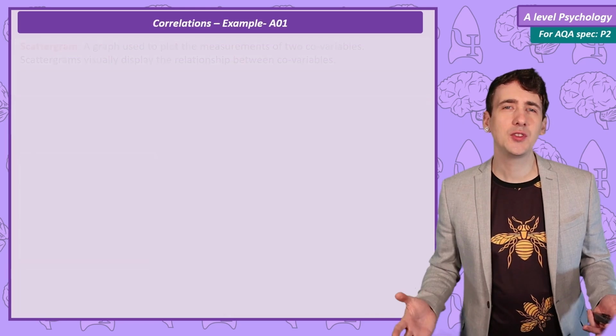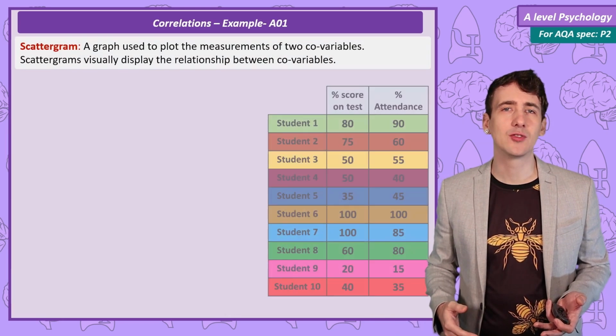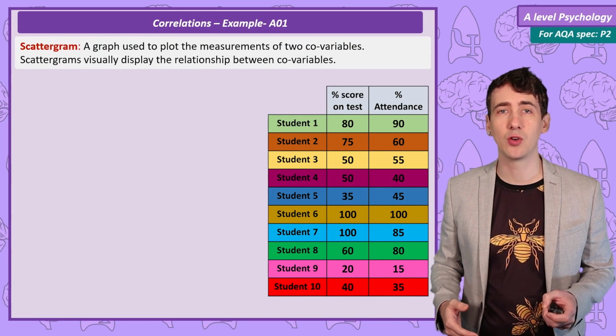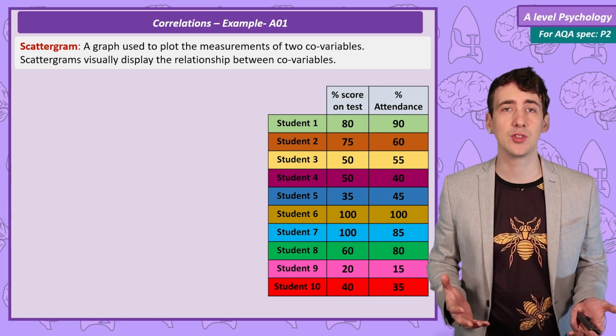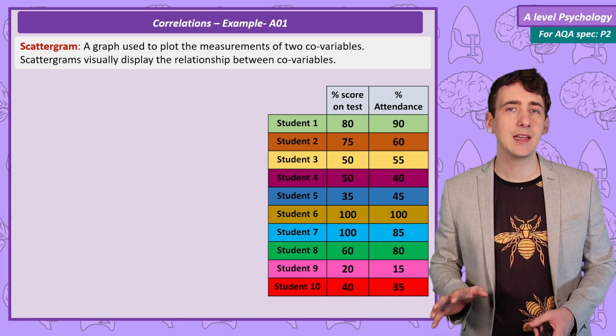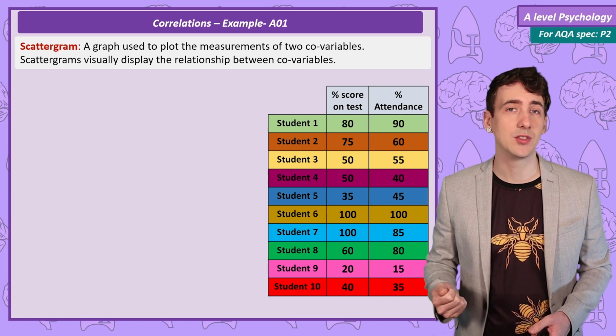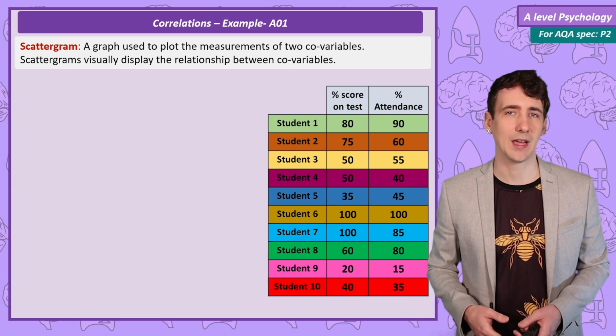When the data is being collected by the researcher, they can then display this data on a graph called a scattergram. Let's use an example. A researcher might be interested in the relationship between the percentage score on a final class test against the student's attendance over the year. So at the end of the year, they can use the data collected for each student. Let me show you how to draw a scatter graph.